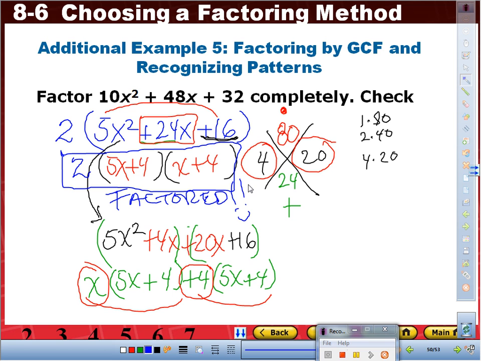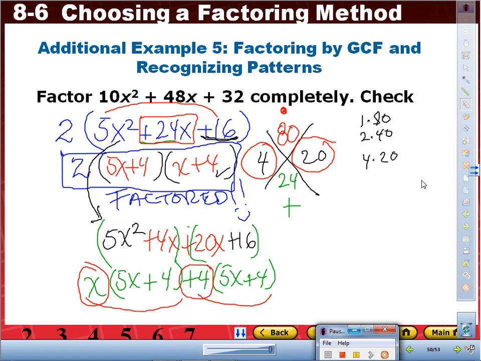So do you notice that we're still doing the same thing that we've done? Now we are only checking for patterns just in case there is a perfect square or a difference of squares. Yes? Okay. Copy this one. Example number 6. Example number 6.